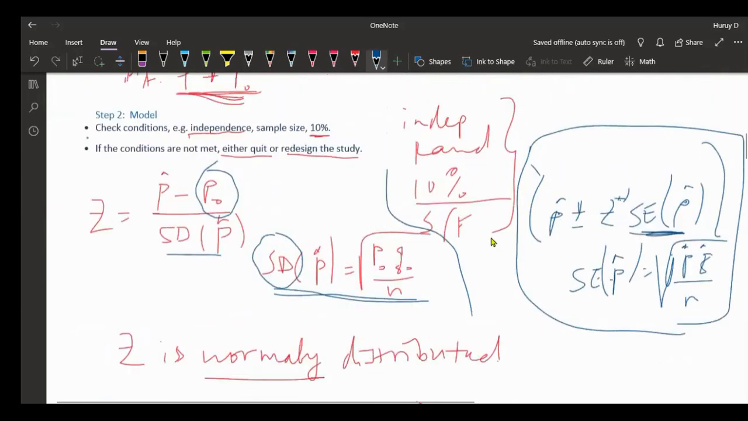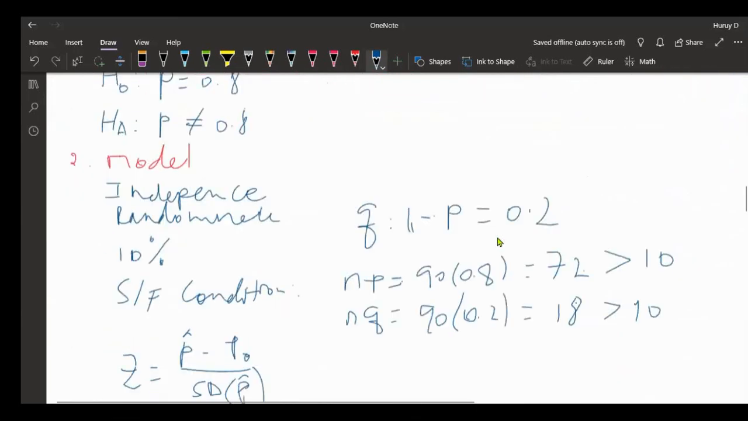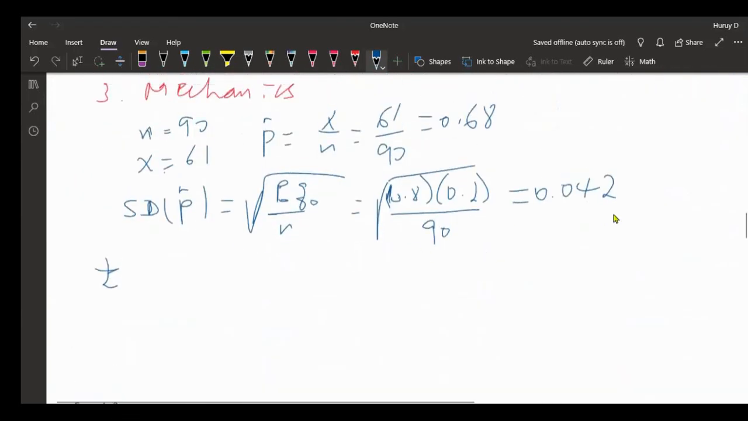Yeah, somewhere in here. Okay. So what we do is, the main thing is the standard deviation.